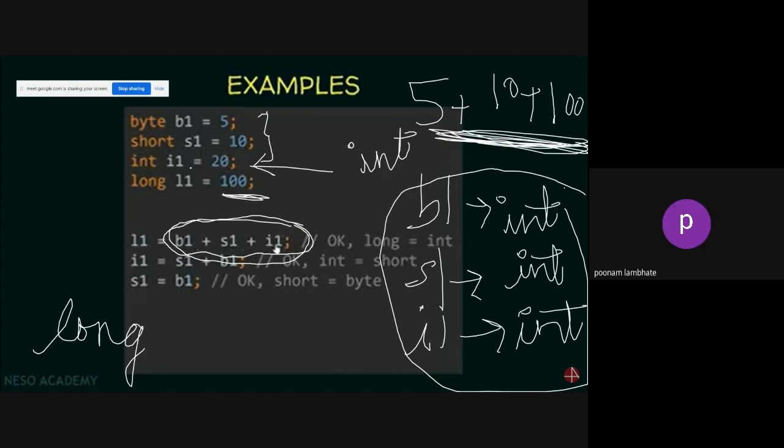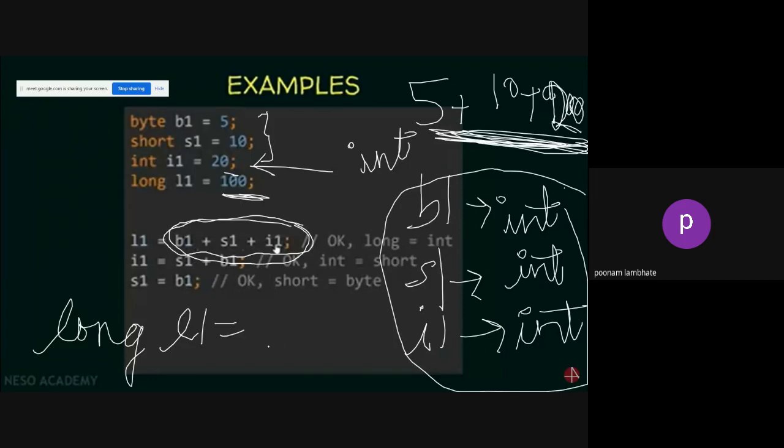Oh, sorry, I took 100 over. Okay, sorry, 20. So instead of 100, it is 20. Thank you. So 20 and 10, 30 and 5, 35. Okay, so not 115, 35. So the expression will be equal to 35. And this 35 will be an integer value. It will be stored as an integer. Now this integer has to be stored in long L1.